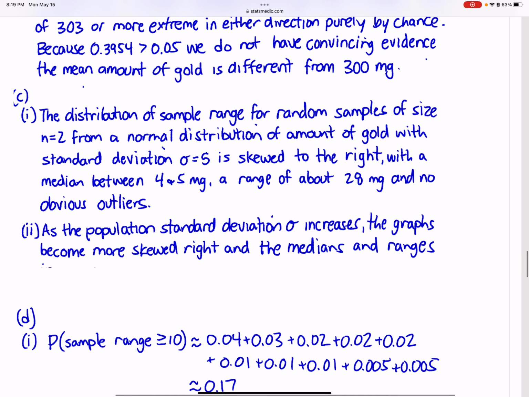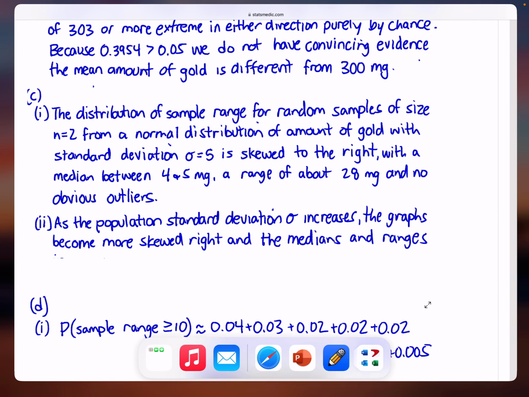So you would say the sample range of a random sample of size n equals 2 from a normal distribution, because that's what it told us already, with a standard deviation of 5, is skewed to the right. Number 1, skewed to the right. Number 2, standard deviation is equal to 5, because it already told us that. Median is about between 4 and 5, and range is about 28. You could have done IQR if you wanted instead of range, and then you don't have to mention the outliers, but you could if you wanted to.